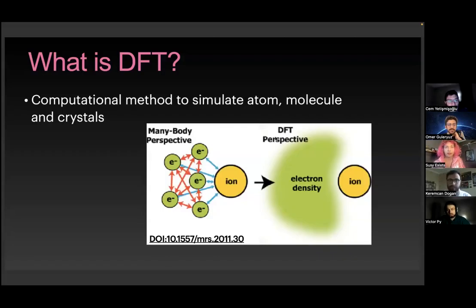And if you just consider an atom, we can consider an atom as an ion in the core and the electrons on the valence bands. But this approach takes a lot of time to compute, so we need a different perspective, and this perspective is called DFT.